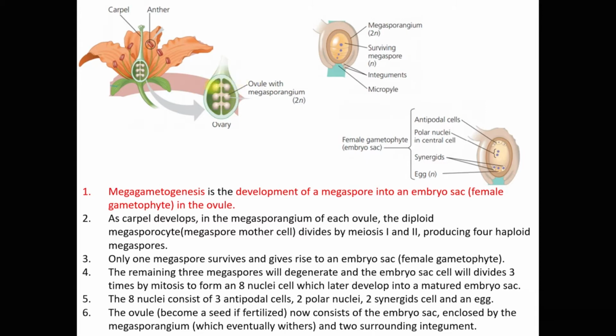This ovule now consists of the embryo sac, which is enclosed by the megasporangium and two surrounding integuments. These are the two surrounding integuments, one, two. Surrounding means these two integuments surround this embryo sac. You don't count it as one, two, three, four. There are only two integuments that surround this embryo sac.